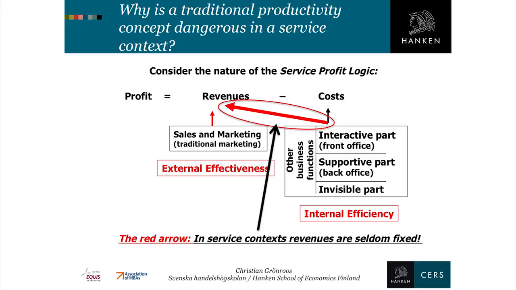So there is an effect here that is not in traditional product manufacturing and in the product profit logic. And that is the red arrow here, which says that costs, yes, depend on how efficient we are in our operations, but our operations also influence the possibilities to get revenues. It's not only traditional sales and marketing that take care of the generation of revenues. And what this really means is that revenues are seldom fixed. That's what the red arrow here implies.